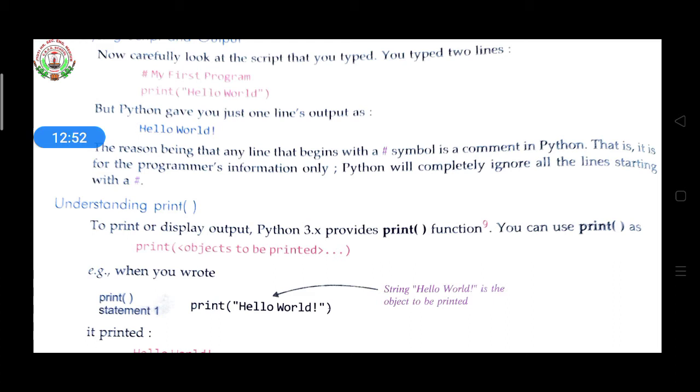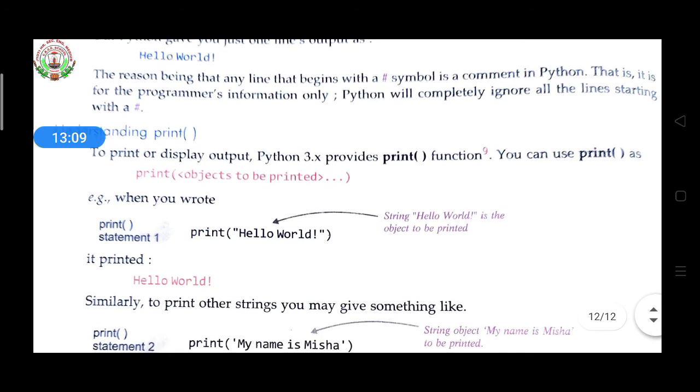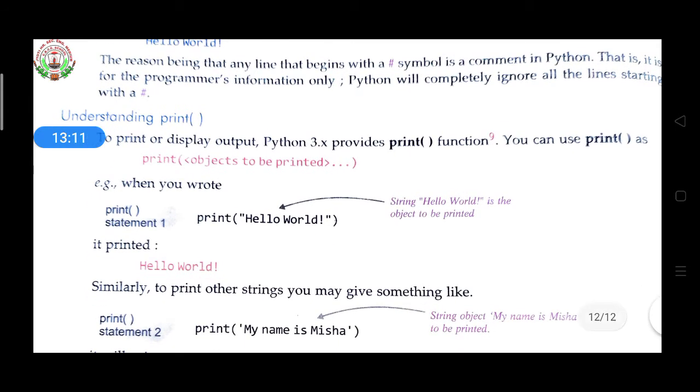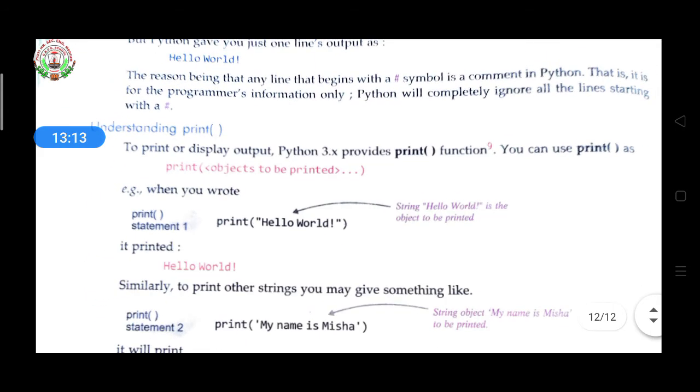If you write a comment in the editor, it will not be shown, and it will not be compiled at the time of running, and it will not show in the output also. It is for the programmer's information only. Python will completely ignore all the lines starting with a hashtag.